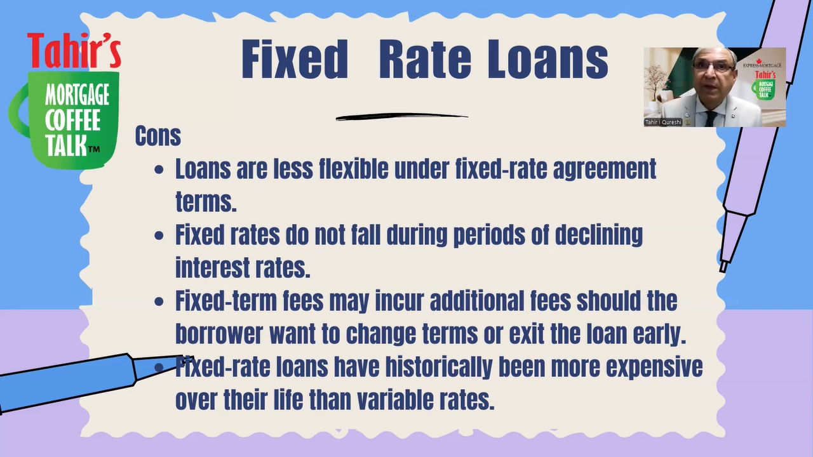Now, fixed term loans may incur additional fees should the borrower want to change the term or exit the loan early. And this is where it's important. If you want to change the terms of your agreement, let's assume you need some money to support your kids for higher education, and you want to break the term, or you get a second mortgage, they might want to blend it. Then you might have to do an application and changes, or you may want to pay off your loan. You got a lottery, you want to pay off the whole loan. So then you have to exit the loan early, and there will be a consequence. We can explain that. Fixed rate loans have historically been more expensive over their life than variable rates. So it's an expensive proposition for the fixed because the lender is taking the risk.